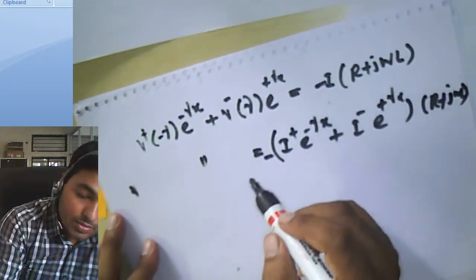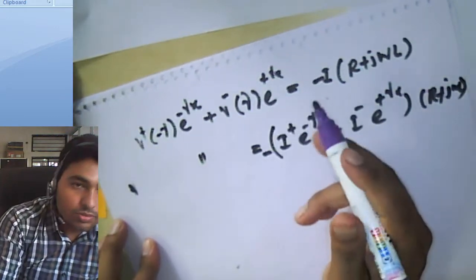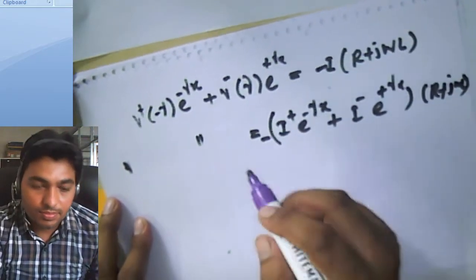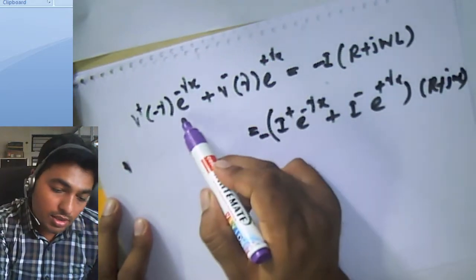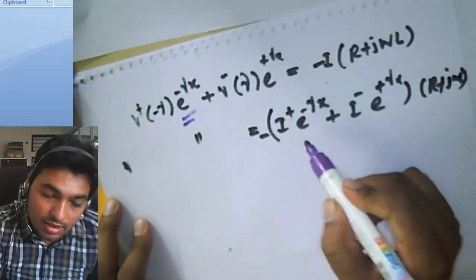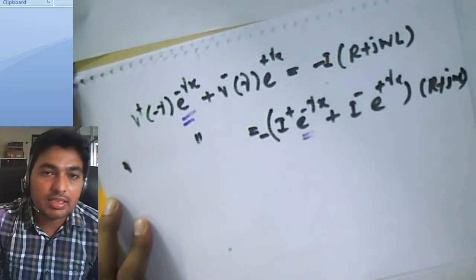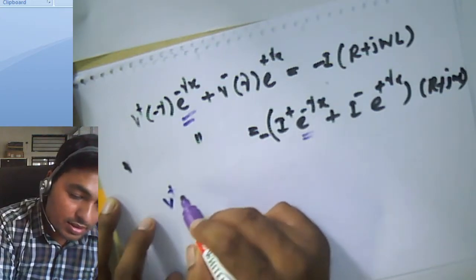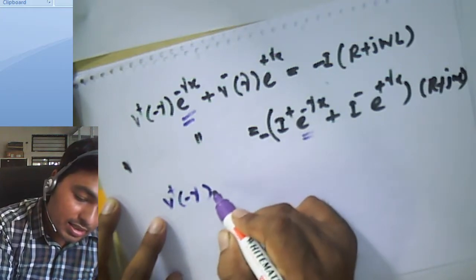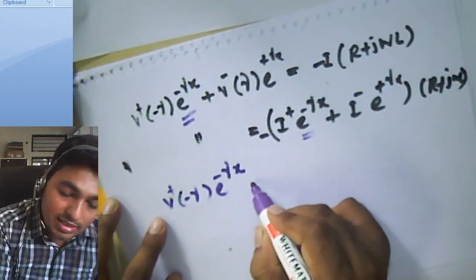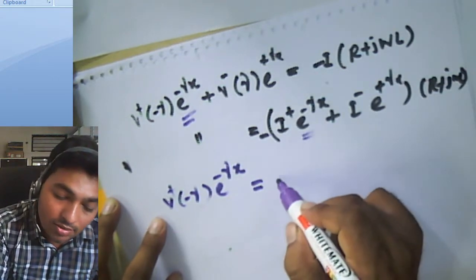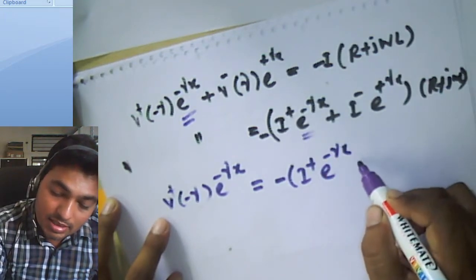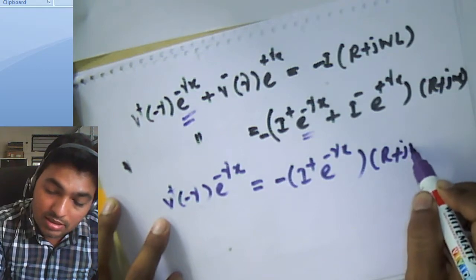So now we'll solve this. This will be equal to, now we'll equate the coefficient of e raised to minus gamma x. So this will be v plus minus gamma e raised to minus gamma x, that will be equal to, on this side we'll have minus I plus e raised to minus gamma x into r plus j omega l.